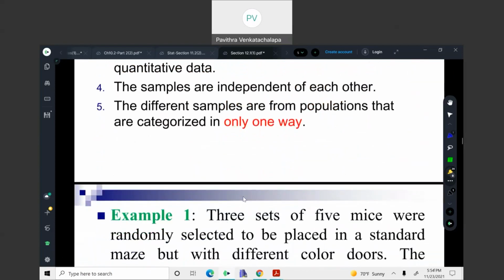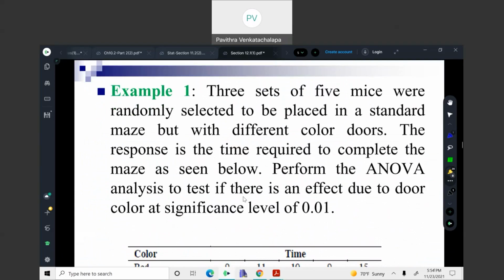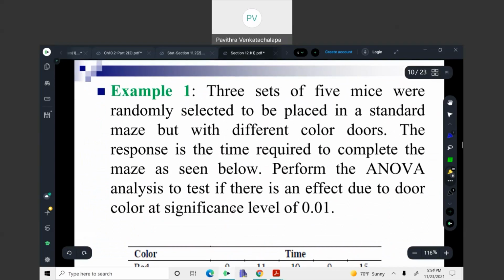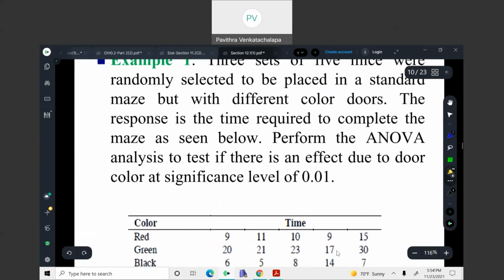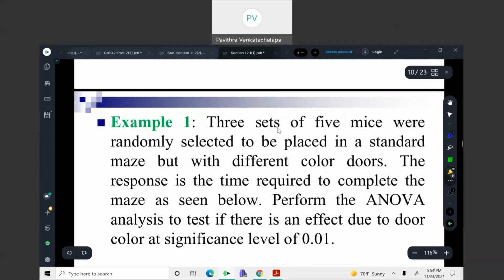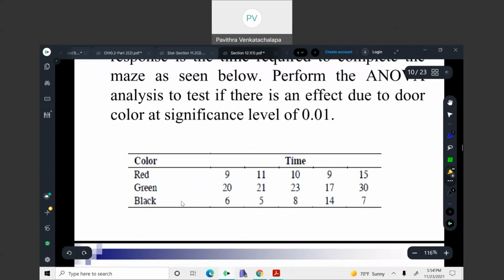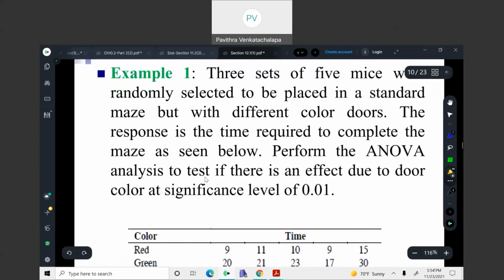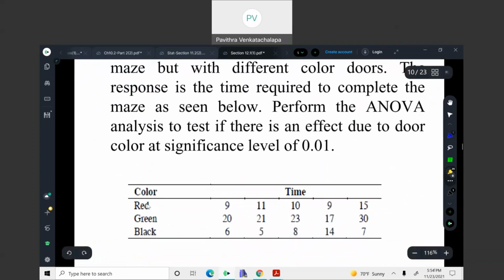Having said this, let us move to example 1. You have a small table here. You can take a minute to read the question. What they are saying is they have 5 mice, 1, 2, 3, 4, 5, and they have 3 sets of colors, 1, 2, 3. They want to calculate the time required to complete the maze, and we need to test the claim whether the door colors will affect the time or not. The significance level alpha is given as 0.01.